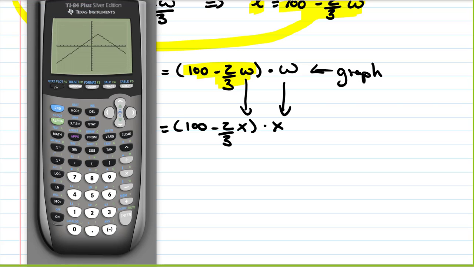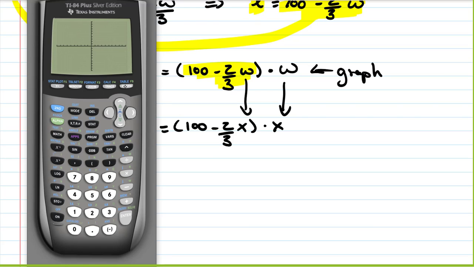So I have y equals, clear out what I have in here, parenthesis 100 minus, and then the alpha y equals gets me my fraction, so 2 over 3 x, close our parentheses, times x. And now I'm going to go graph, and I'm like, drum roll please, and I get nothing. Well, why is it that I'm not seeing anything?